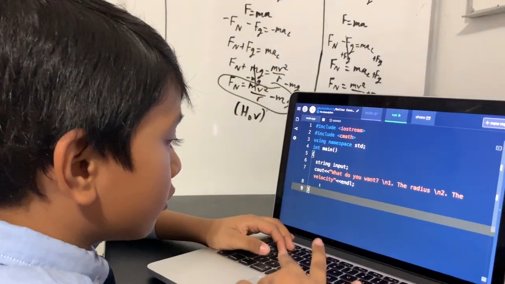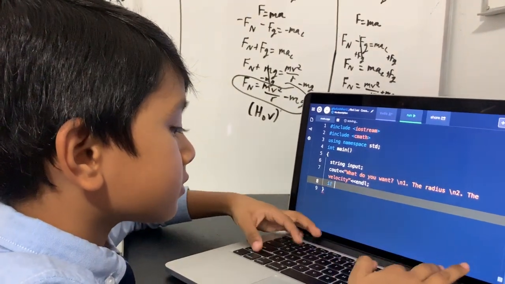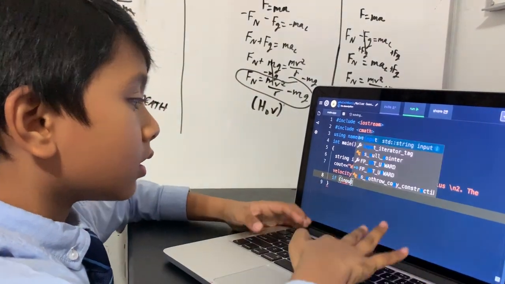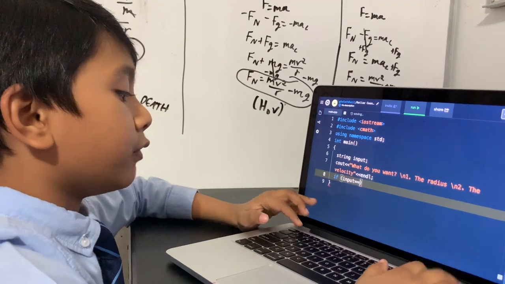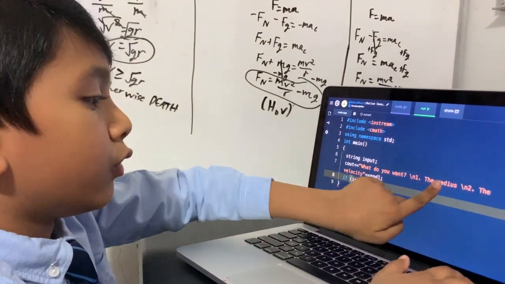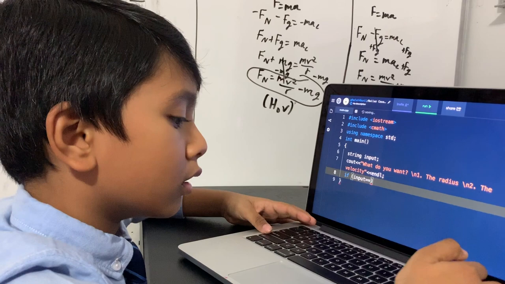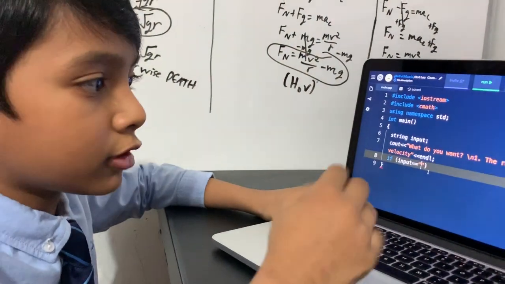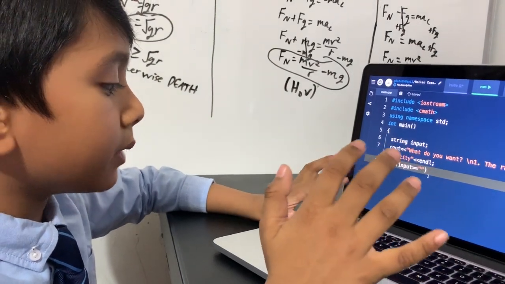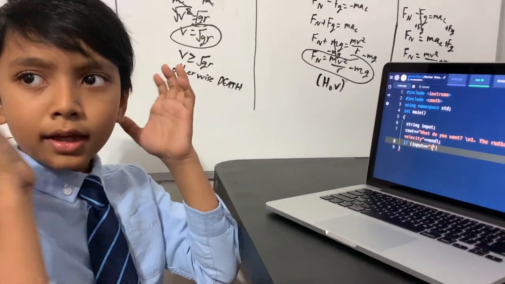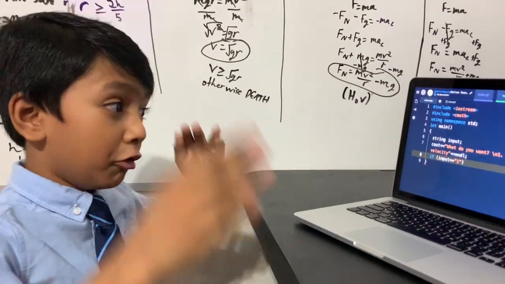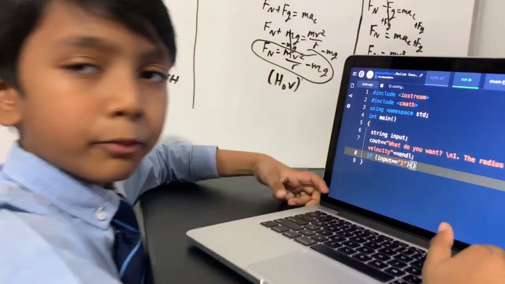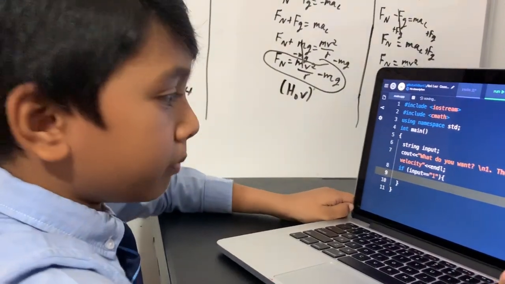So, this is why we need to put string input equals. If we just put one, which is for the radius, that's going to be wrong. That's going to be a string. It has to be in quotation marks so it knows it's the user doing it, not the computer. If input equals one, put curly braces to show what the output should be.